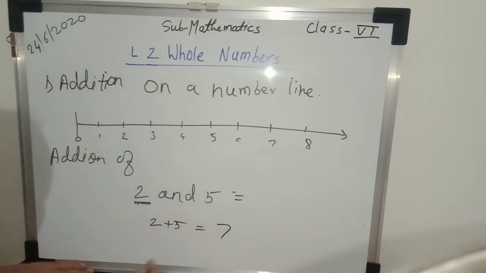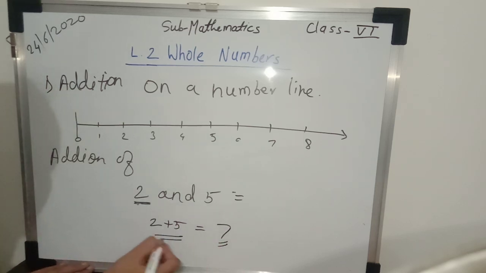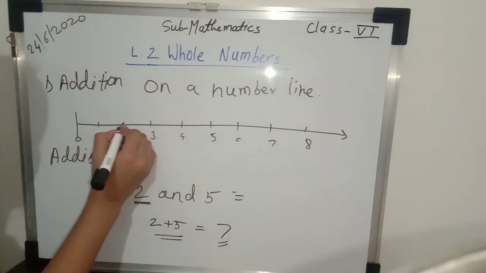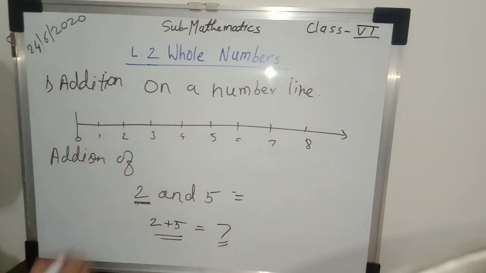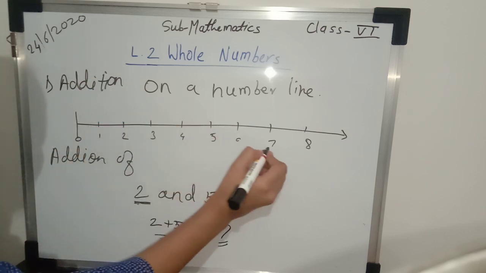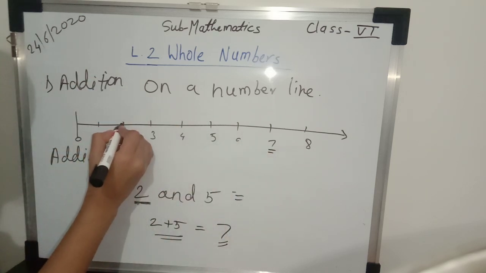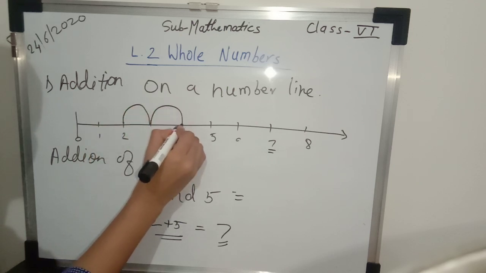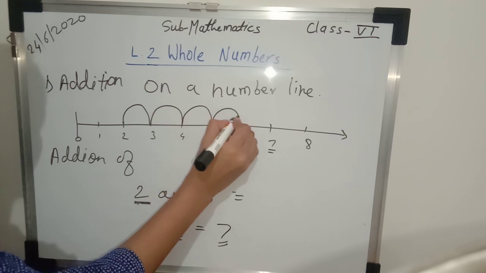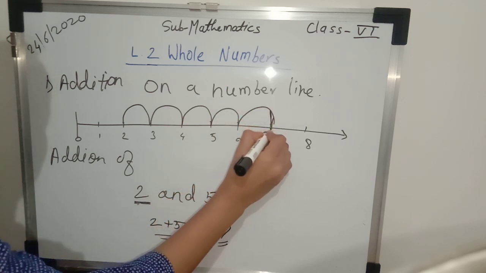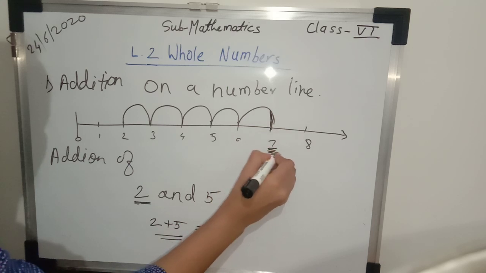So how will we show the answer and these whole numbers on the number line? We start with the 2, and we have to move 5 steps from the 2 to get the answer 7. So we'll start from the 2: 1, 2, 3, 4 and 5. So we reached the exact answer, and that is 7.